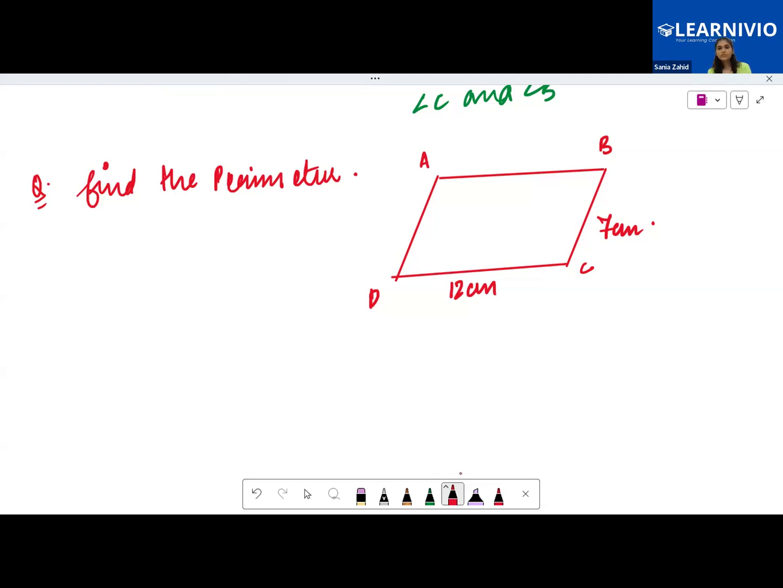Okay, then what will be the opposite side of 7 centimeter? It is also 7 centimeter. Okay, this will be 7, this will be 12. Then what will be the perimeter?